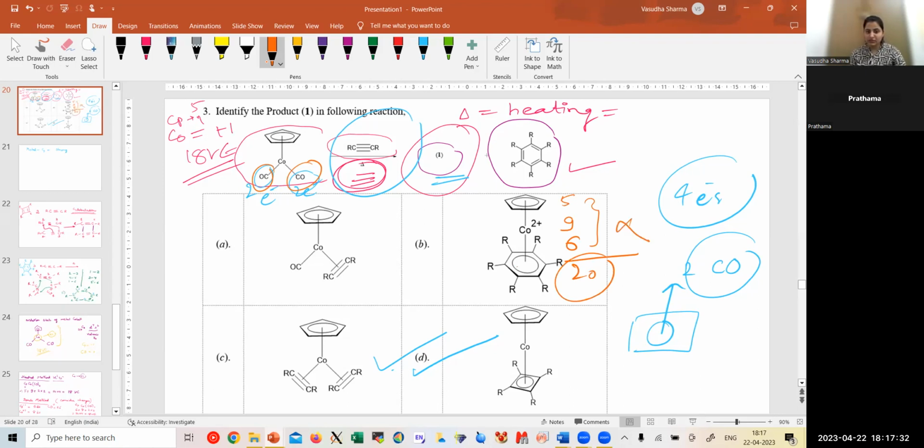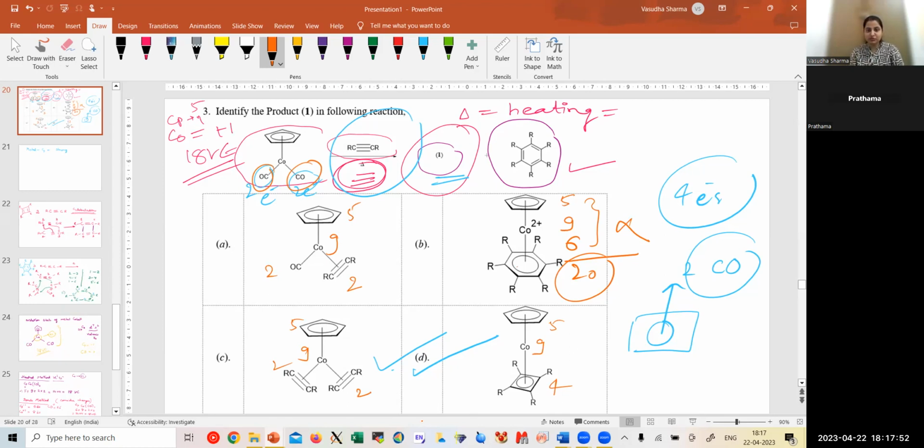Similarly, here this could also be an option, because this is 5, this is 9, this is 2, and this is also 2 electrons. Here it is 5, 9, 2 electrons, 2 electrons. Here also 5, 9, and 4 electrons. So all these A, C, and D options are maintaining 18 valence electrons, which should not be disturbed.